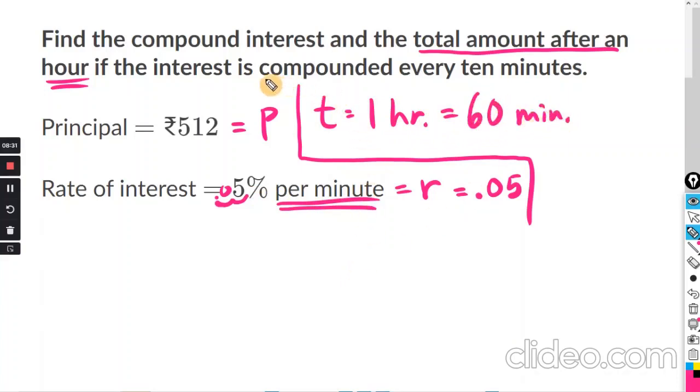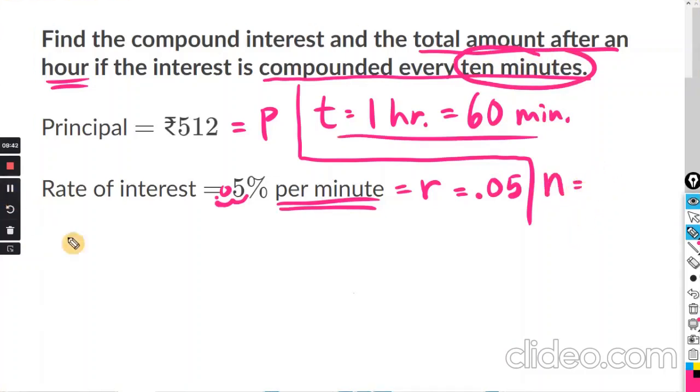Okay. And it's compounded every 10 minutes. So how many periods of 10 minutes are in 60 minutes? Well, that's just 6. So N is the number of periods. That's just 6. All right, I made a little mistake for N. We're actually trying to figure out how many 10-minute blocks are in 1 minute. Okay, so you actually need to take the reciprocal of 10, and that's actually going to be 1/10. Because what you're really asking for N is how many times does 10 minutes occur in 1 minute?